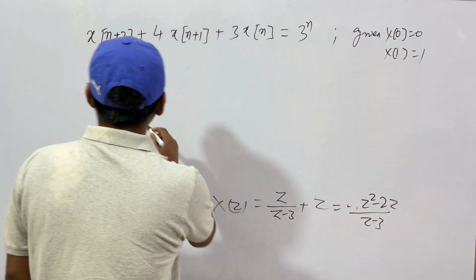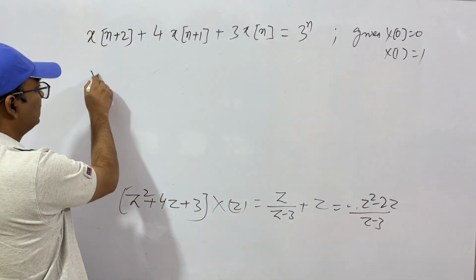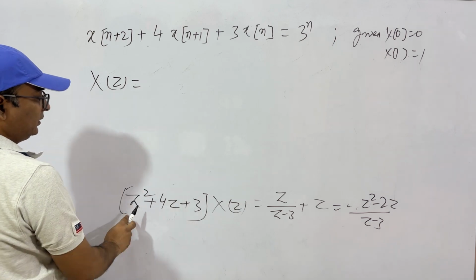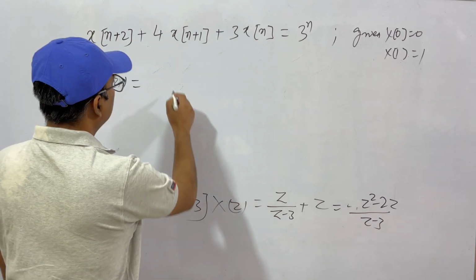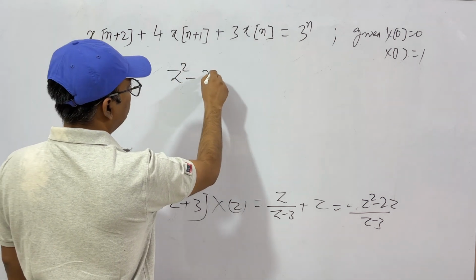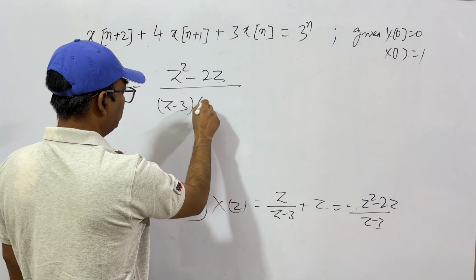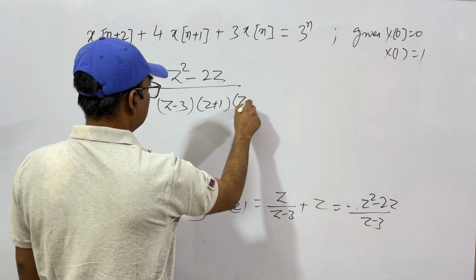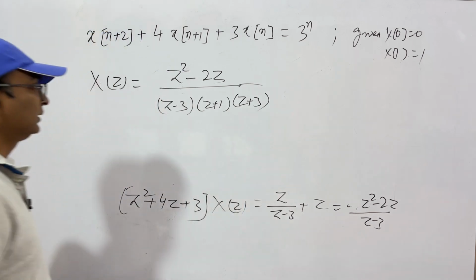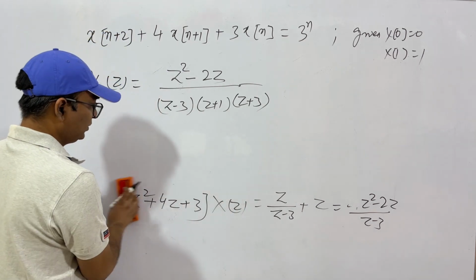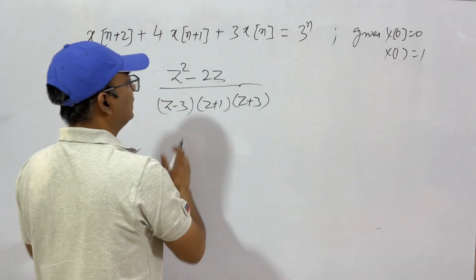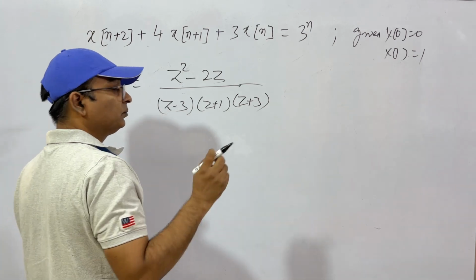Okay, so here what we finally get for X(z) is z plus 1 into z plus 3. So we get (z square minus 2z) by (z minus 3) into (z plus 1) into (z plus 3). So this is our function, and you know how to expand it or segregate it using partial fractions.